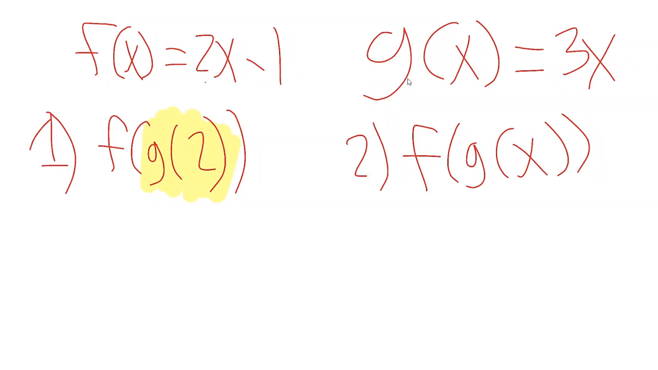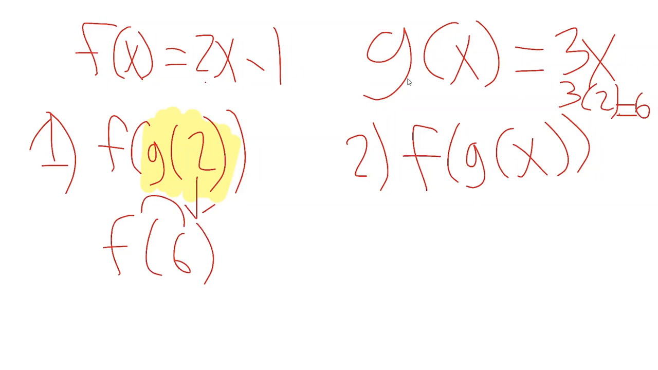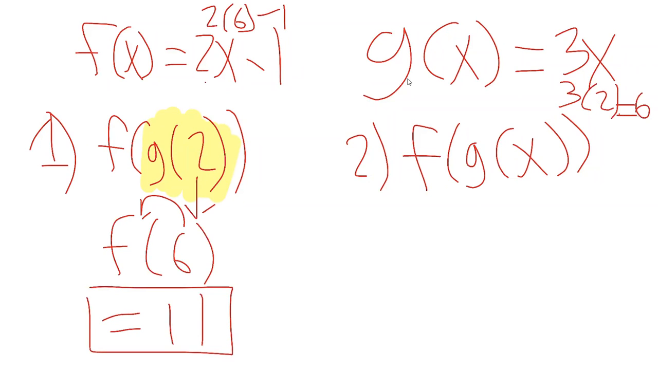But like I said, for this first question, you want to figure out what the inside equals. So you want to figure out what g of 2 is. You go to the g function and plug 2 in. So you'd have 3 times 2, which is 6. So really, this is f of 6, because we know g of 2 is 6. To get our final answer, we take this 6 and plug it into the f function. That would be 2 times parentheses 6 minus 1. If you work that out, that'd be 12 minus 1. So the final answer for the first question should be 11.